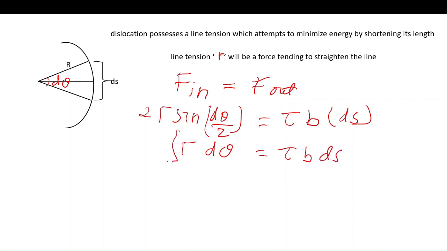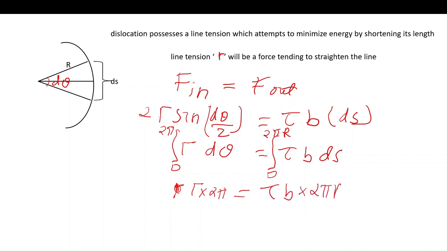Now if we integrate this equation, theta goes from 0 to 2 pi, and ds goes from 0 to 2 pi r, which is the total length of the circumference. So we obtain capital gamma into 2 pi equal to tau b into 2 pi r. The 2 pi gets cancelled, and we get the value of tau as capital gamma by b times r.